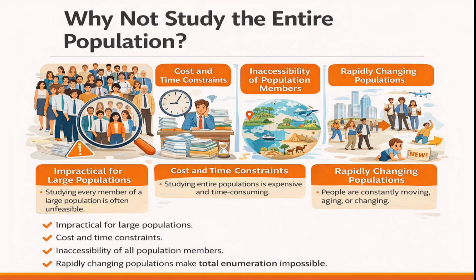You might be thinking, why not just study everyone? Good question. There are four main reasons. Reason 1, population size. Some populations are extremely large. Imagine studying all social media users, all consumers in a country. It's not practical. Reason 2, cost. Research costs money. Printing surveys, hiring researchers, travel, it all adds up. Reason 3, time. Data collection takes time. By the time you finish, the situation may already have changed. Reason 4, access. Some people are unreachable, unavailable, or unwilling. Because of these reasons, researchers rely on sampling.